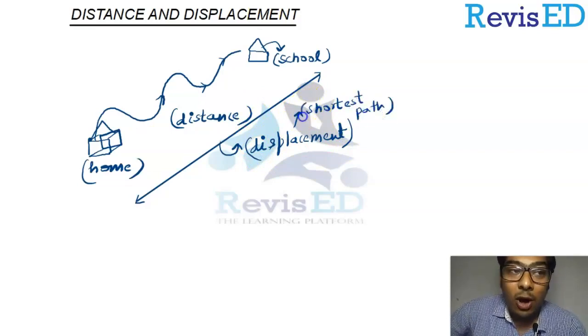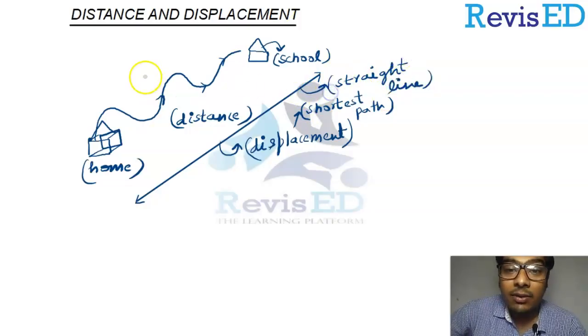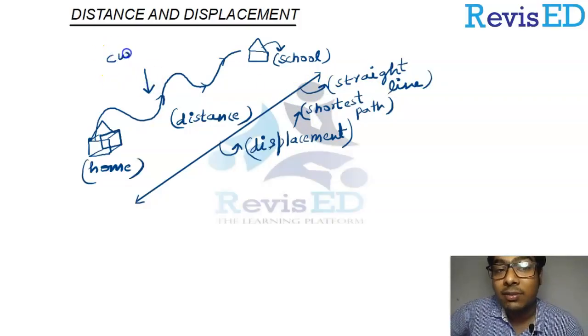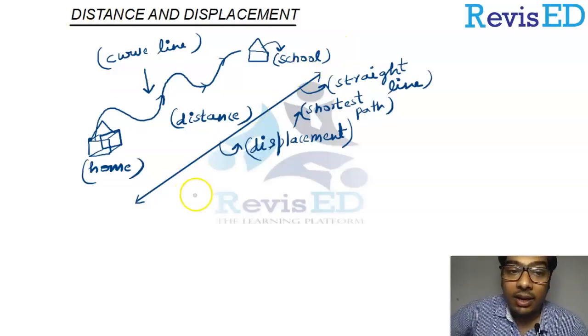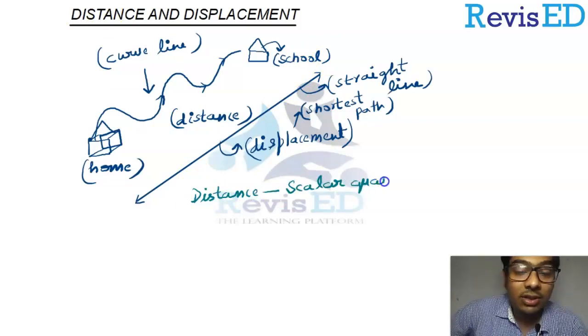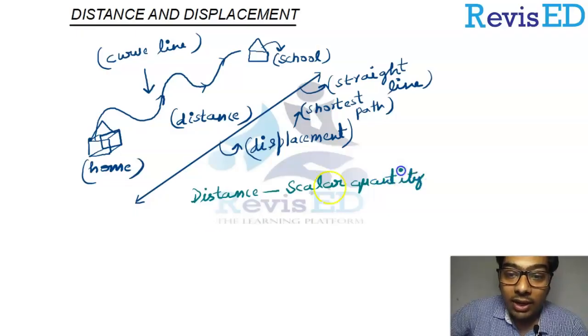So how many possibilities of displacement are there? There is only one possibility for a displacement. For distance there are n number of possibilities, but for displacement there exists only one, the shortest path. Distance can be a curved line, but our displacement will always be a straight line. So let us write distance. Distance is a scalar quantity. So distance always remains a scalar quantity.